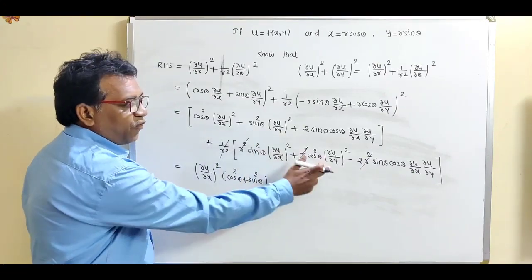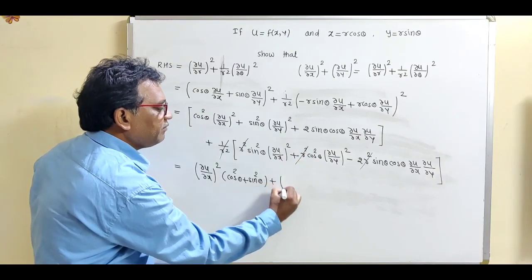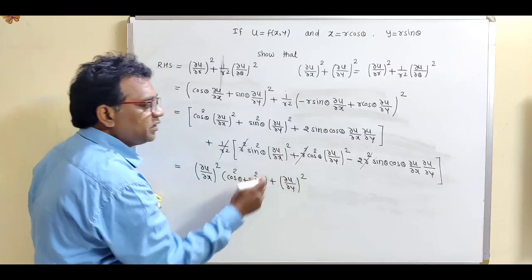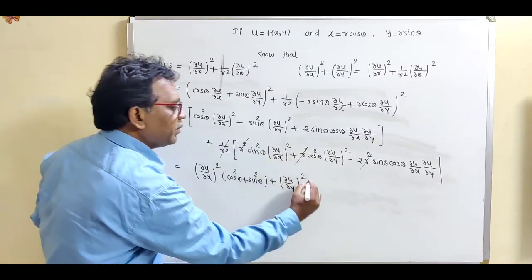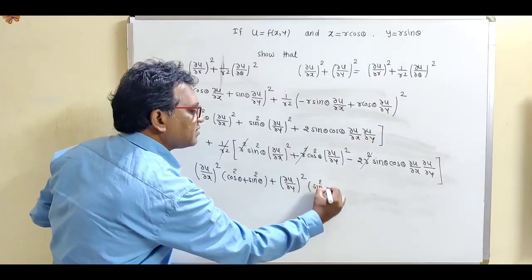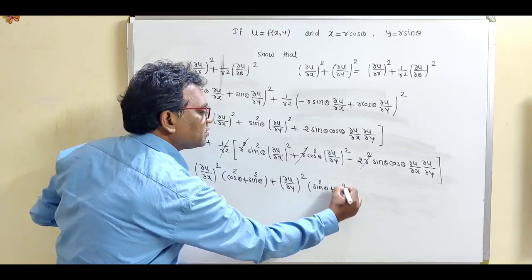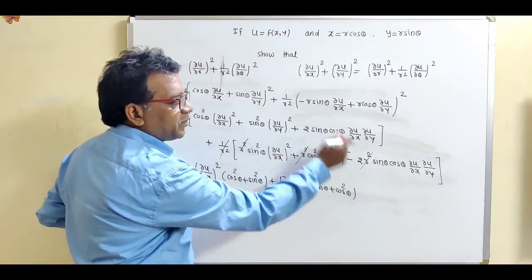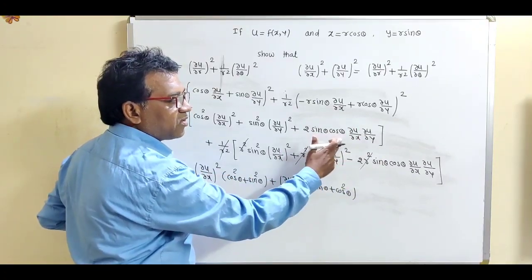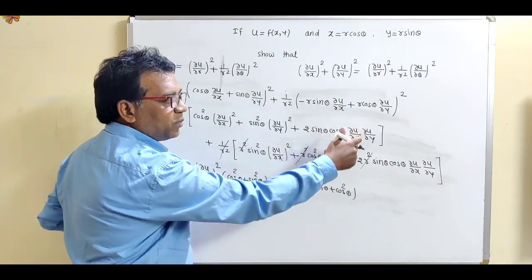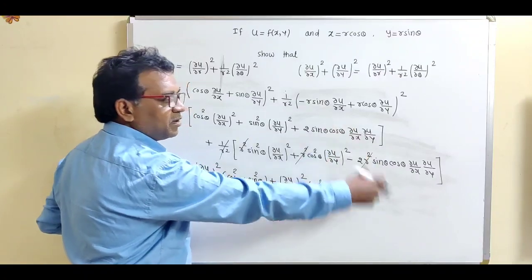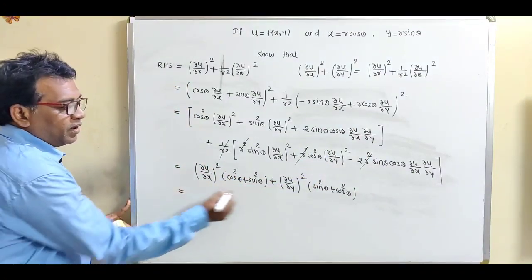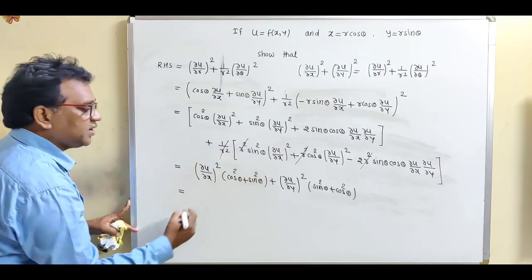From the second and fourth term, similarly we can take del u by del y bracket square as a common term. What is the remaining term? Into bracket, this is sin square theta plus cos square theta. And this positive term and this negative term get cancelled, 2 sin theta cos theta del u by del x. So this is equal to sin square theta plus cos square theta, it is 1.